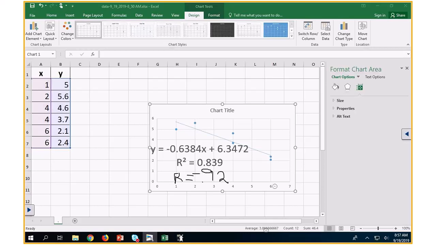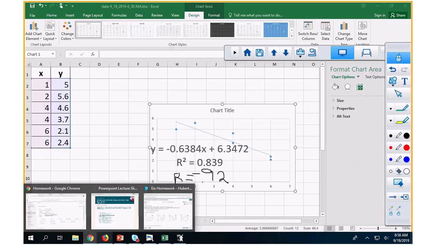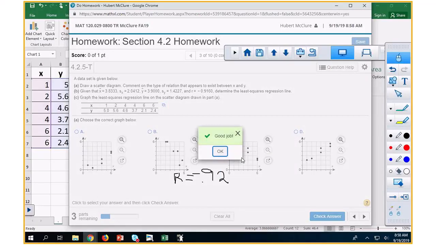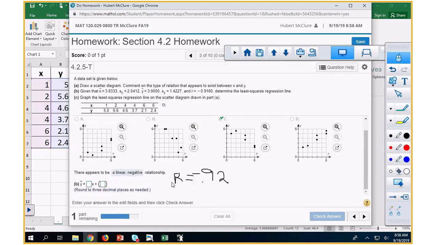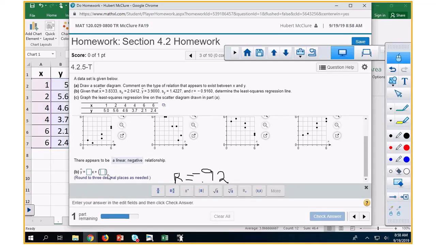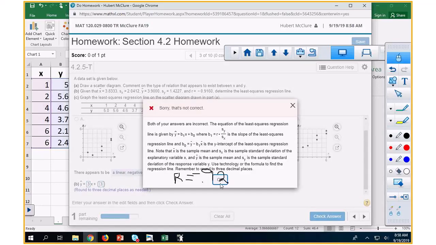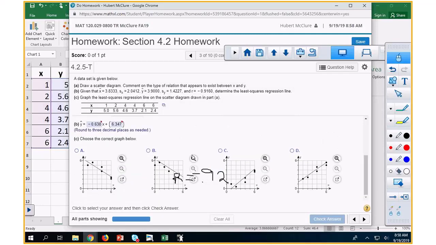Now, when you read the question, let's go back to the question. They may ask you, is there causality? If I can ever find the question. Okay, it looks like this one, I think. And there appears to be a linear negative. I'm not going to type that in. I just want to see if they're going to ask anything else. You have to get it right to move on. Okay, forget it. Click it one more time. That's how you do it.